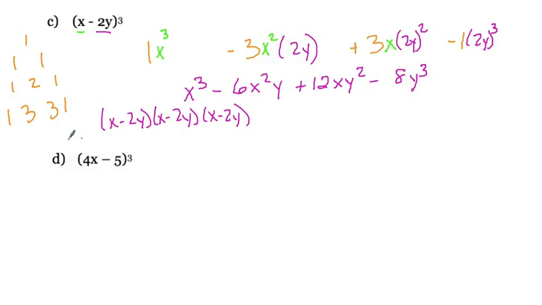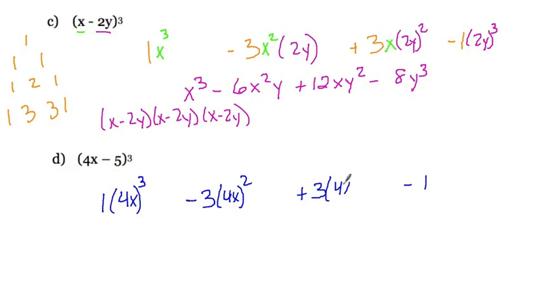Okay, so let's just do one more quick one. 4x minus 5 to the cubed. So again, same numbers with the Pascal's Triangle. Just giving you one more practice with that. It's a negative, so it's positive, negative, positive, negative. The first term is 4x, so that's 4x cubed, 4x squared, and 4x. The last term is 5, so that's 5 cubed, 5 squared, and 5.